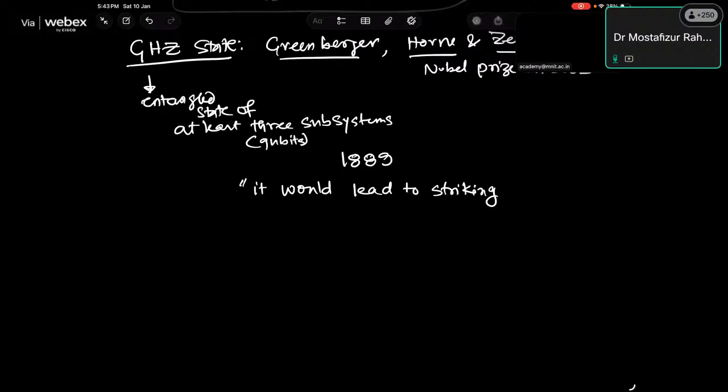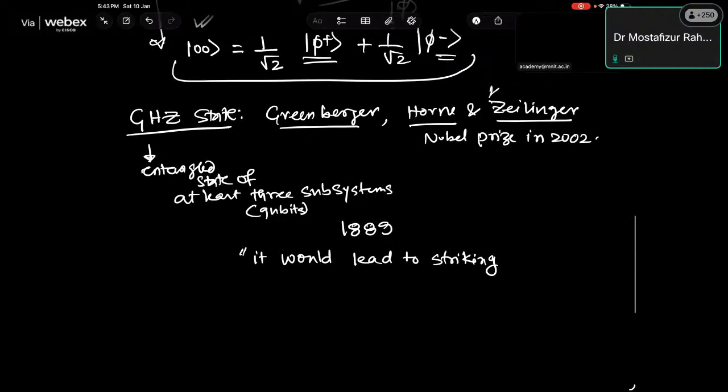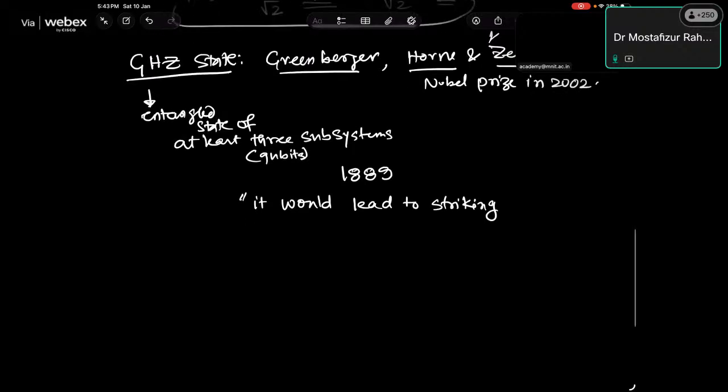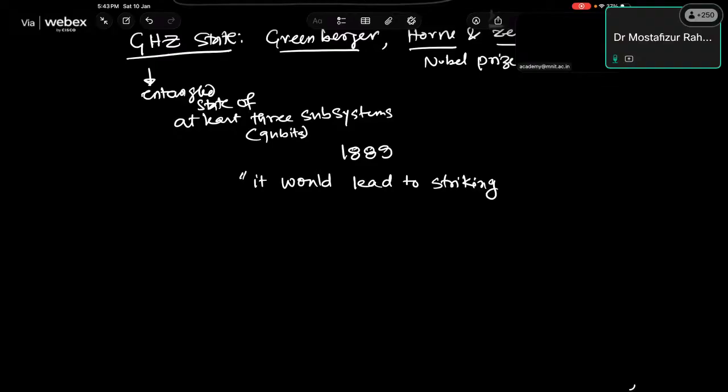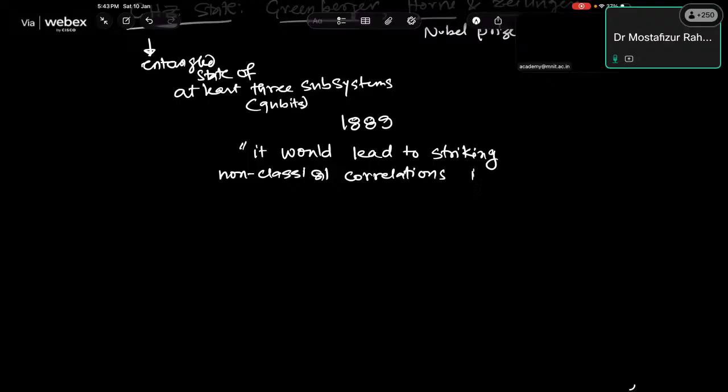They commented, because the experimental part mostly was done by Zeilinger, and the initial theory was devised by Greenberger and Horne, and they came to the conclusion that it would lead to striking non-classical correlations. So these are non-classical correlations, inconsistent with. Physicists a priori have a theory, and that is called the local hidden variable theory.